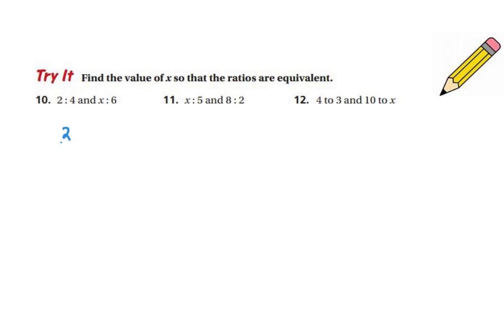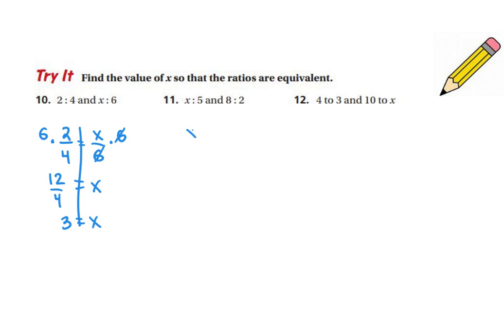So let's set this up. 2/4 = x over 6. We'll multiply both sides by 6. 6 over 6 cancels, so we have x. And on the other side, we have 12/4. So x equals 3.